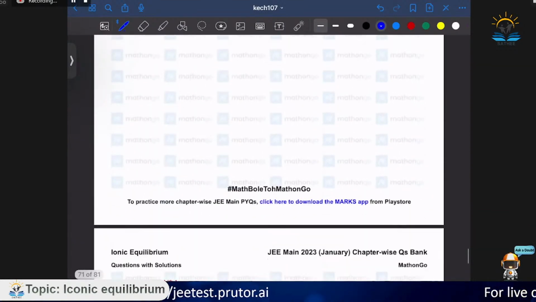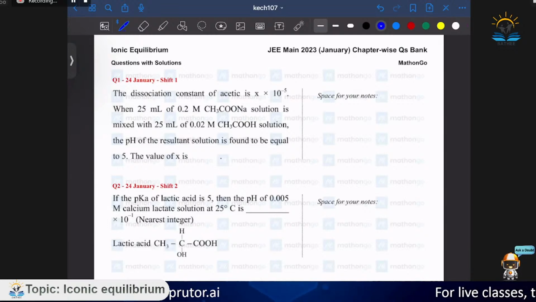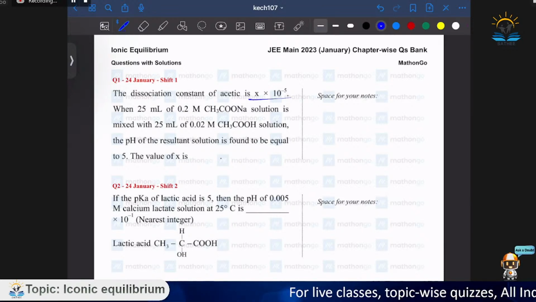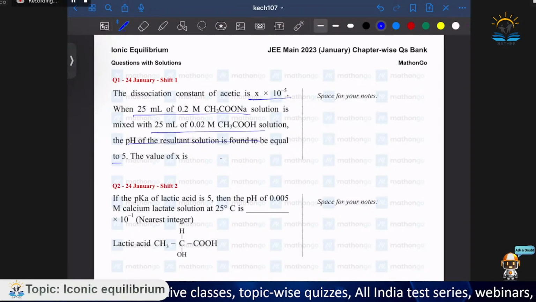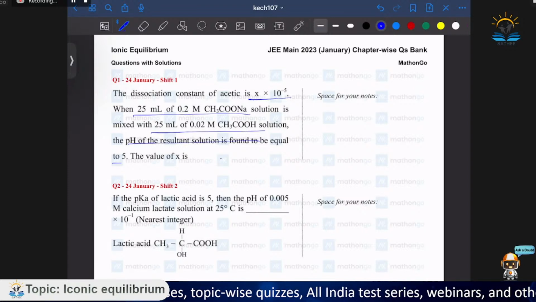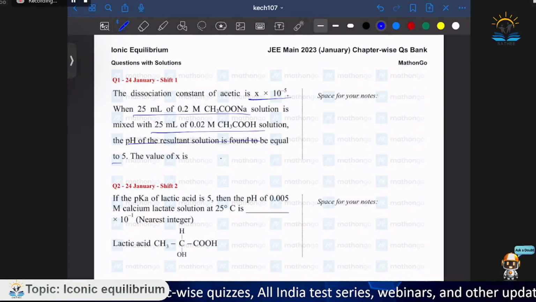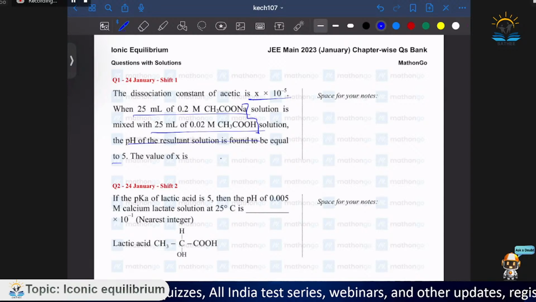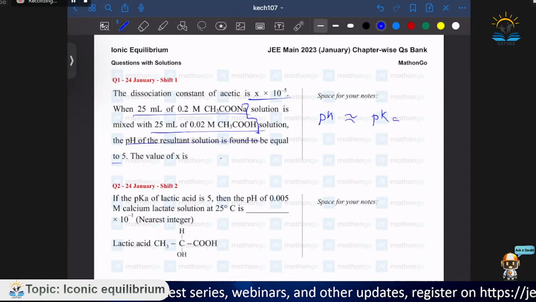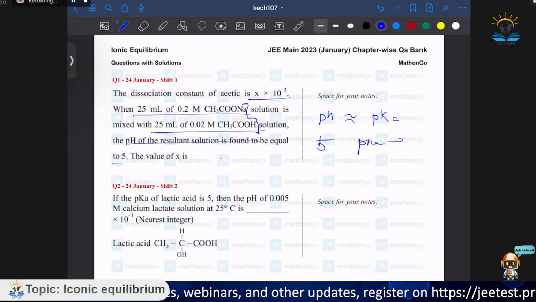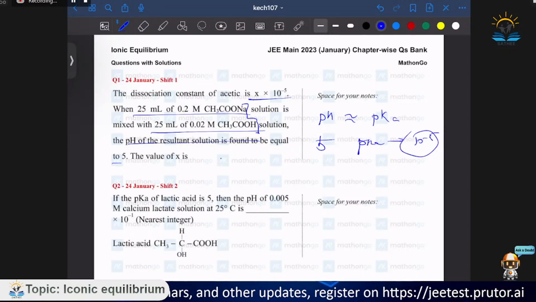Next, we move on to the 2023 January attempt questions. First question says the dissociation constant of acetic acid is X into 10 to the power minus 5, and this is mixed with something, and the pH of the resultant solution was found to be 5. What is the value of X? So they have made a buffer, and in the buffer the concentrations are equal. So pH should be equal to pKa. Therefore, if pH is 5, then Ka is 10 to the power minus 5. So X is equal to 1.